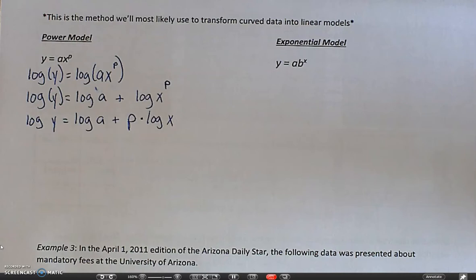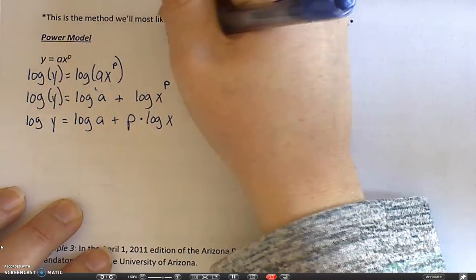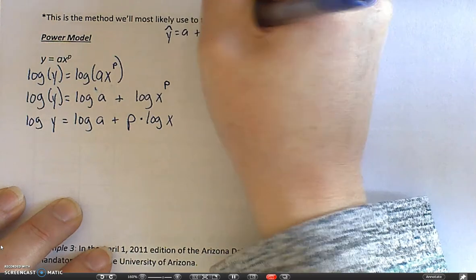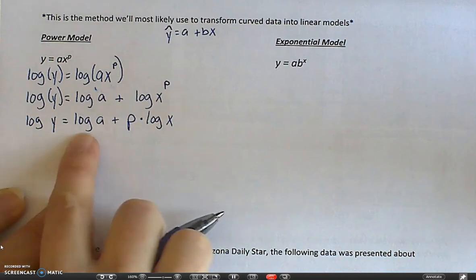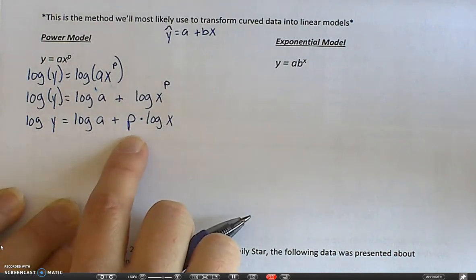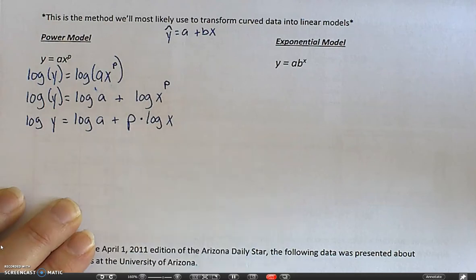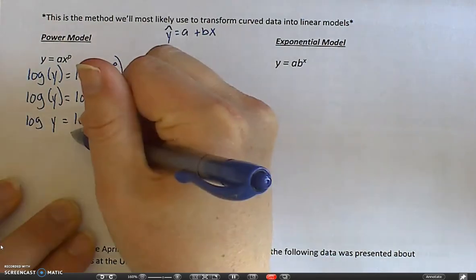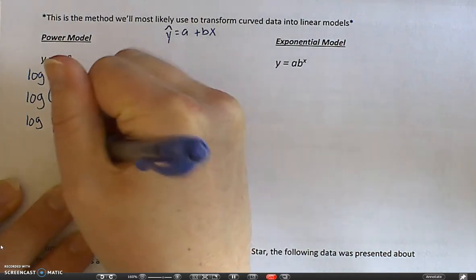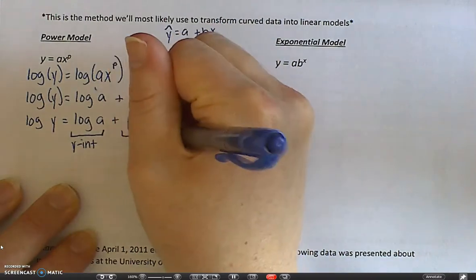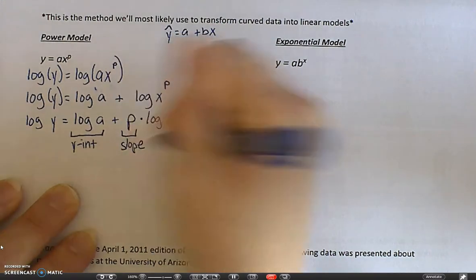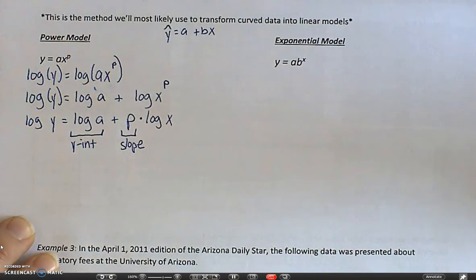Now, if you'll notice, this kind of looks like my general formula, right? My general formula is y hat equals a plus bx. Well, I've got log of y, and then I've got log of a, and then it's p times the log of x. So let me just kind of break this down for you. This log of a, that's our y-intercept. This p, that's our slope.